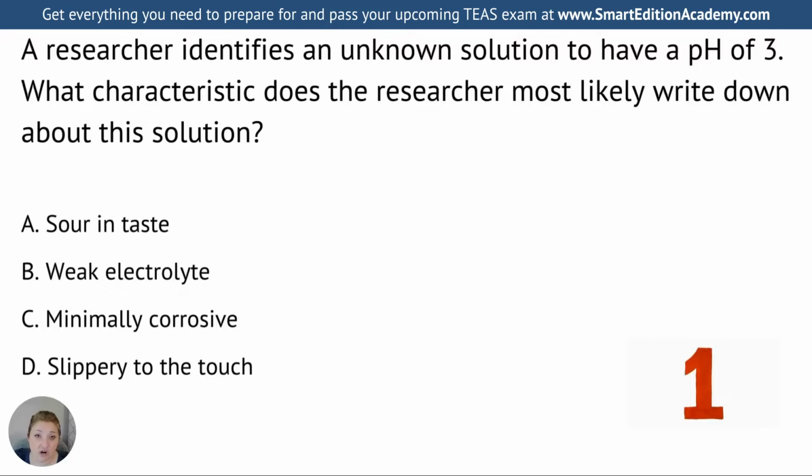Now we need to determine if it is going to have a sour taste or be slippery to the touch. The characteristic that most fits acids would be sour in taste. And now let's hope that this researcher didn't taste his unknown solution. That would not be very safe. But he did test the pH and found a pH of 3, meaning he could assume that it is sour in taste. All right, here's our next question.